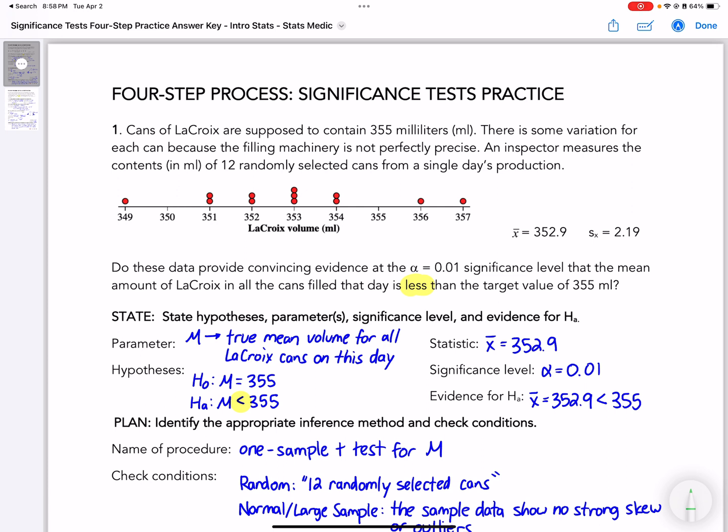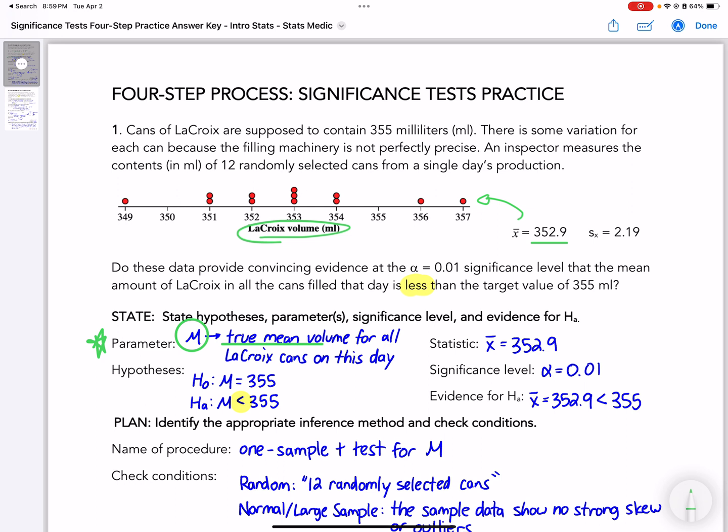All right, so the first step you'll have in your test is the parameter, and the parameter is mu because that's the mean. It's just in words telling me what we are studying and what the mean is. This is 352.9, and that is the mean of all of the volume. That's the mean in this sample, but mu is the true mean of all LaCroix. So that's why you're going to describe it like this.